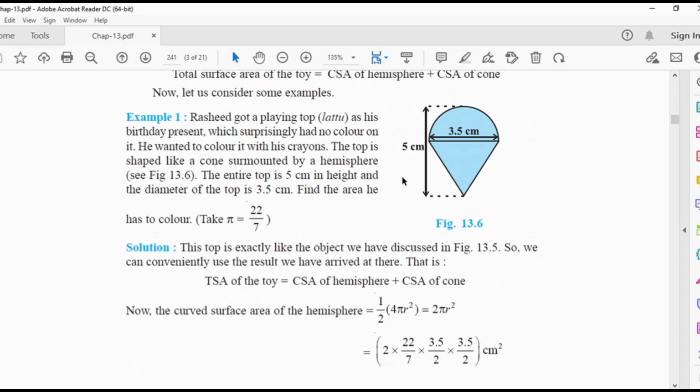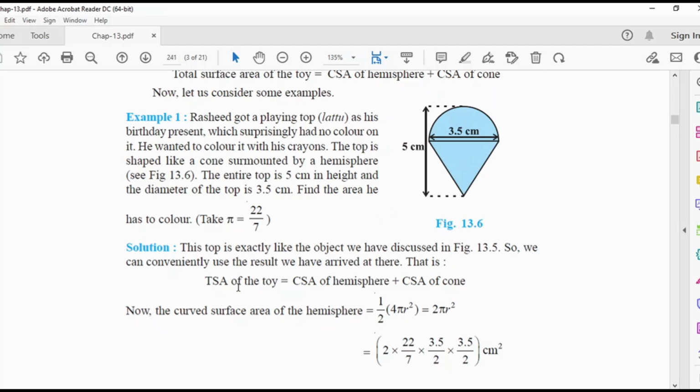Now look at this figure. Rashid got a plain top like this. This top is shaped like a cone surmounted by a hemisphere. So in the question, we need to find the area of this figure. Just observe the figure carefully and make some relation. What will be the total surface area of this figure? What all do we need to add? And sometimes there may be something to subtract, that also you want to consider, but this one is very simple.